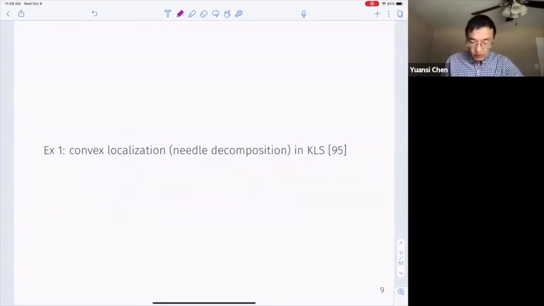That was the state of the art before our paper in 2020. So the first example is the needle decomposition example in KLS.